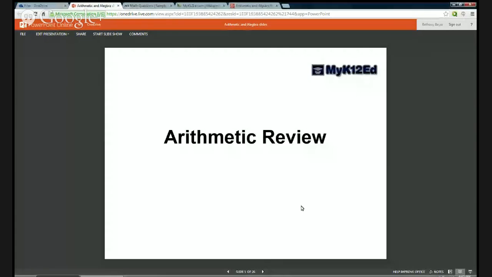So now we will get started with some math. Today we're going to be talking about arithmetic review and algebra review, which are 2 things that will be on that math portion of the ACT. And then we will talk about the practice questions that you did from last week on the ACT website. Okay, so we will get started with some arithmetic review.